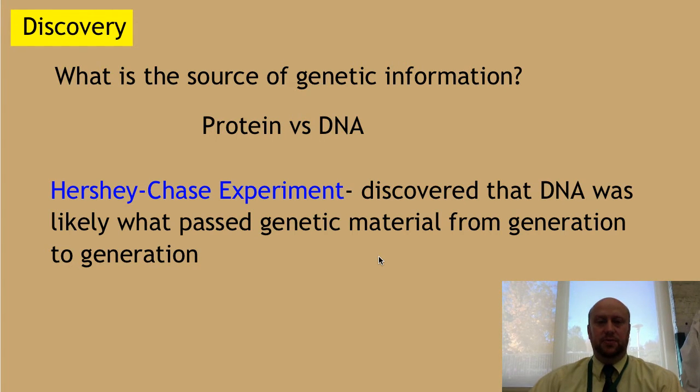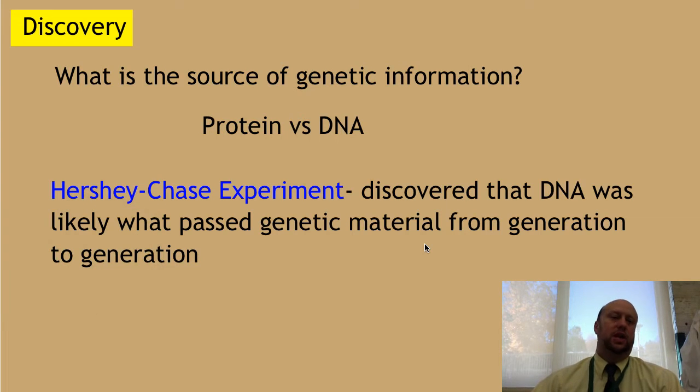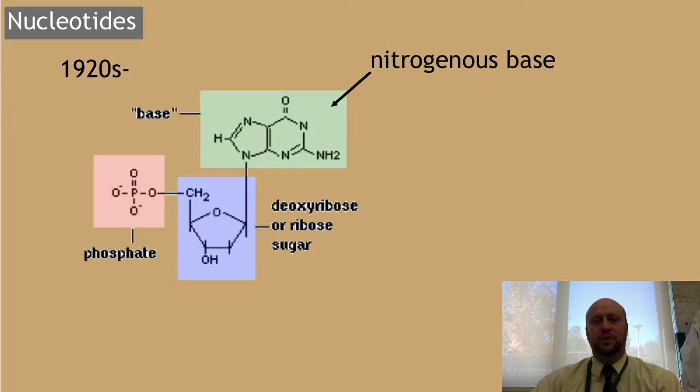This experiment is basically where they figured out that it must be DNA that passed on the material. Now, we're not going to go into the specifics of the experiment. They put in some radioactive isotopes. They had it in the sulfur, and so they could tell the difference between the protein and the DNA. Not important to us, just that was the experiment that sort of showed them, hey, DNA must be what passes it on.